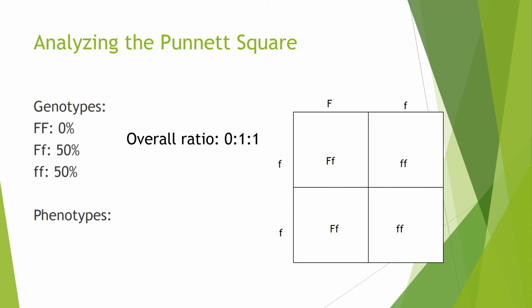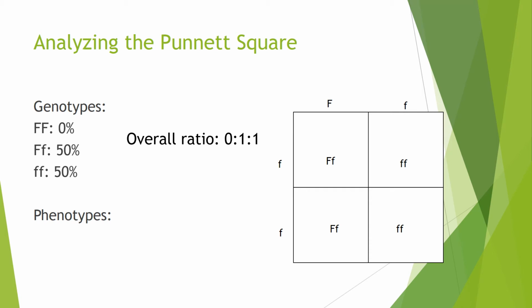So now we have found all of our genotype probabilities, and we can use this information to help us find the phenotype probabilities. We know that big F and big F, little f will show the dominant trait because the dominant allele covers up the recessive allele. In this case, that dominant trait is gray fur. And we know that little f is going to be the genotype that shows the recessive trait, which in this case is black fur.